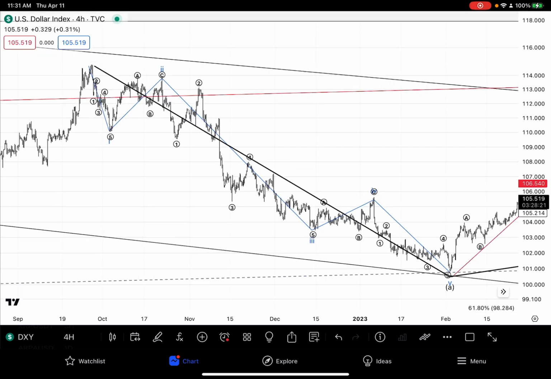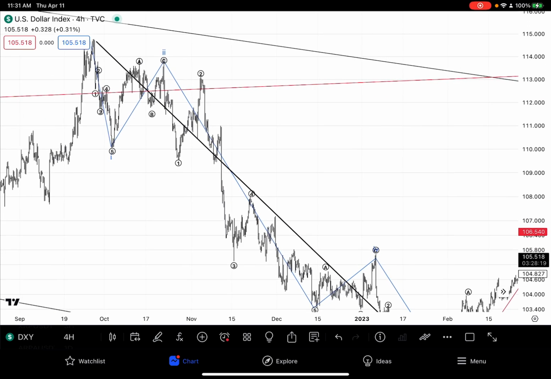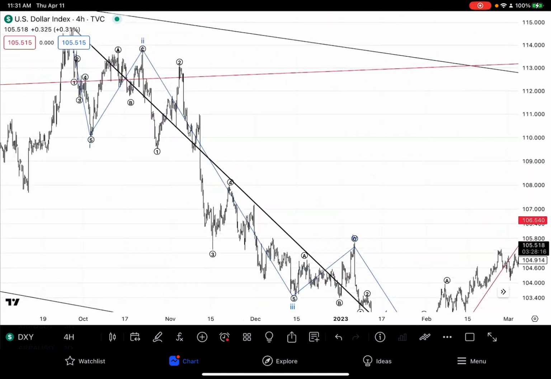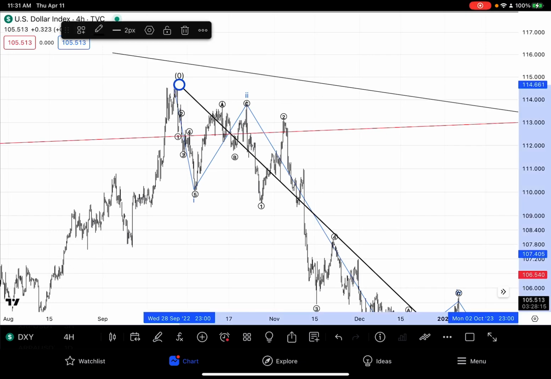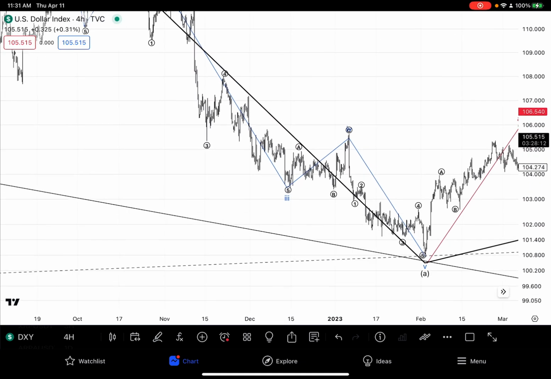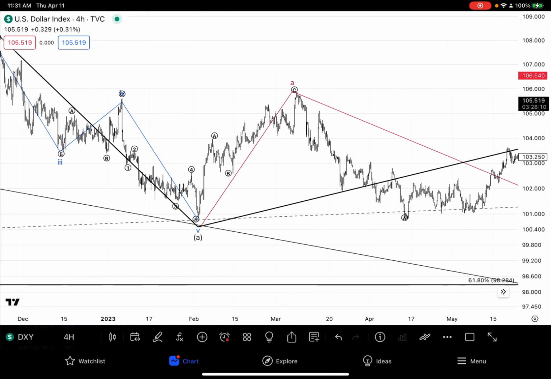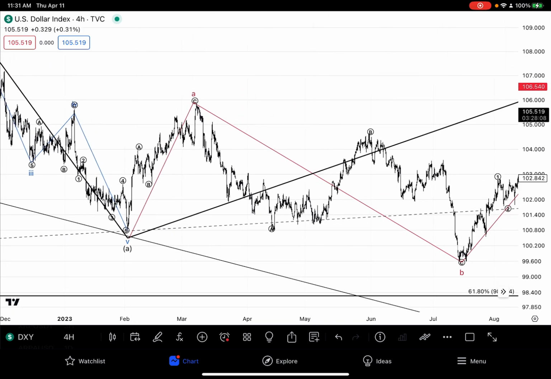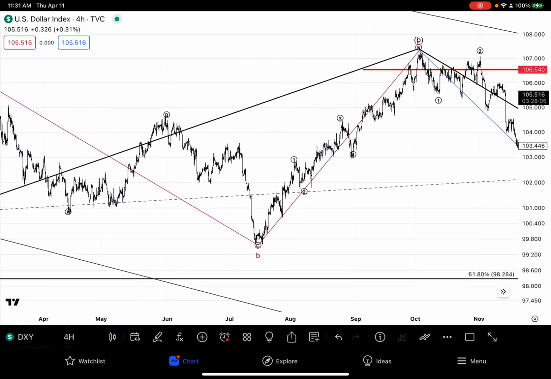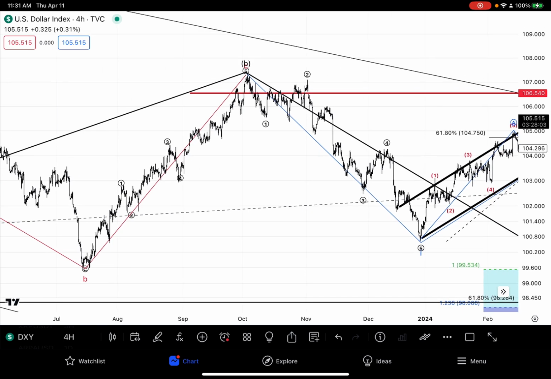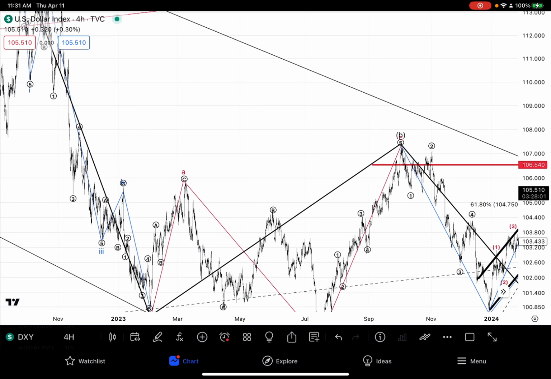Let's take a look at the US dollar currency index. And what we see is a five-wave move to the downside starting in September 2022. And then we had a three-wave move to the upside in the form of a 3-3-5 Elliott wave flat pattern. Okay, so that would formulate your B wave here.